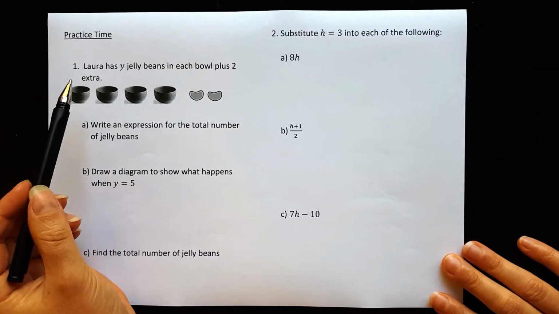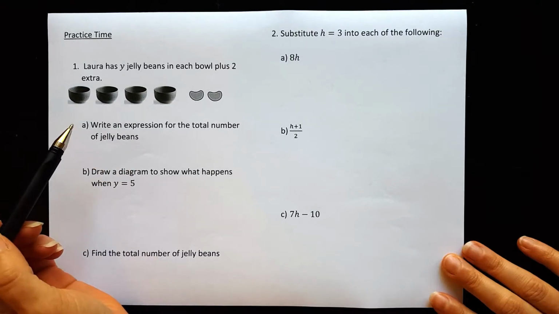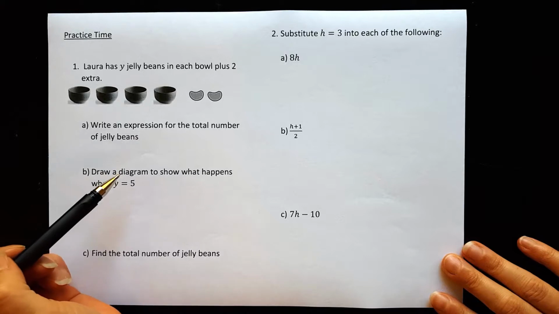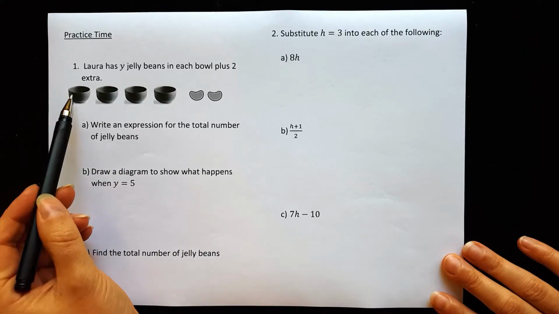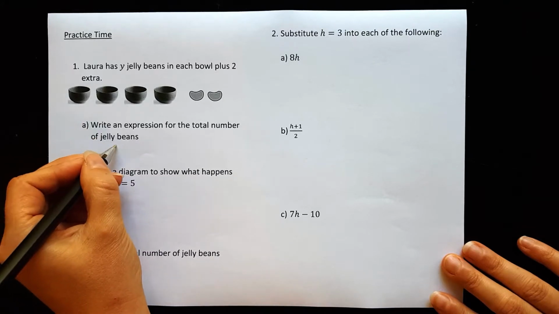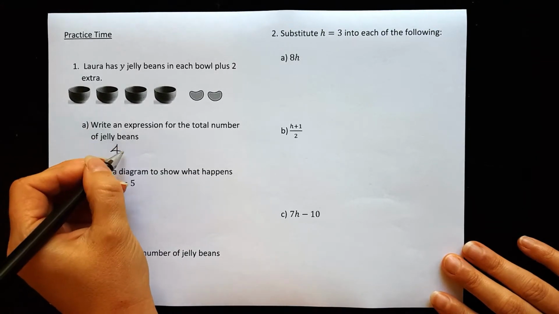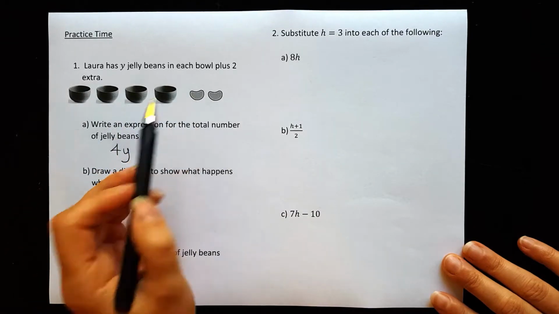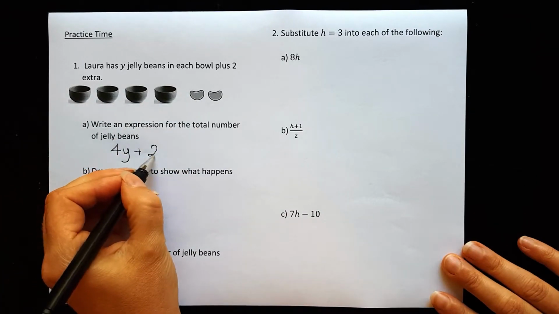Question 1. Laura has y jelly beans in each bowl plus 2 extra. Write an expression for the total number of jelly beans. So there's 1, 2, 3, 4 bowls, which means she has 4 times y, 4y, jelly beans in bowls, plus 2 extra ones.